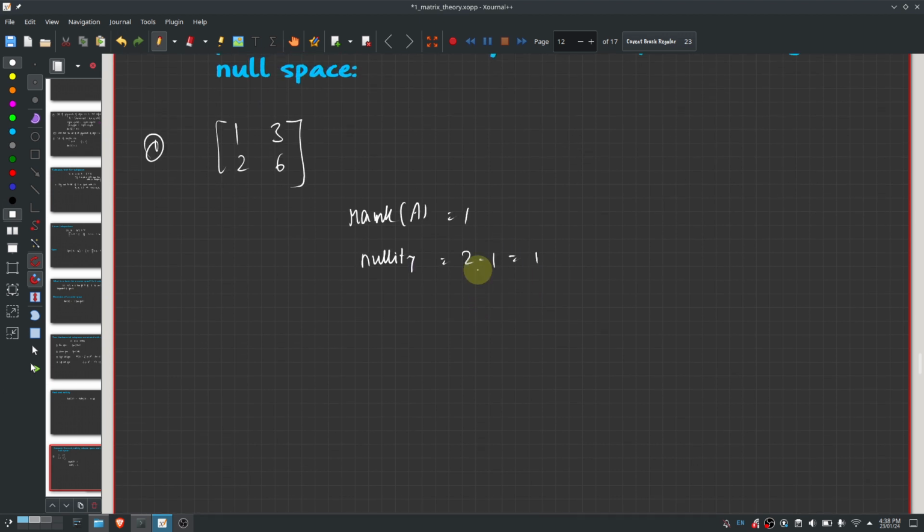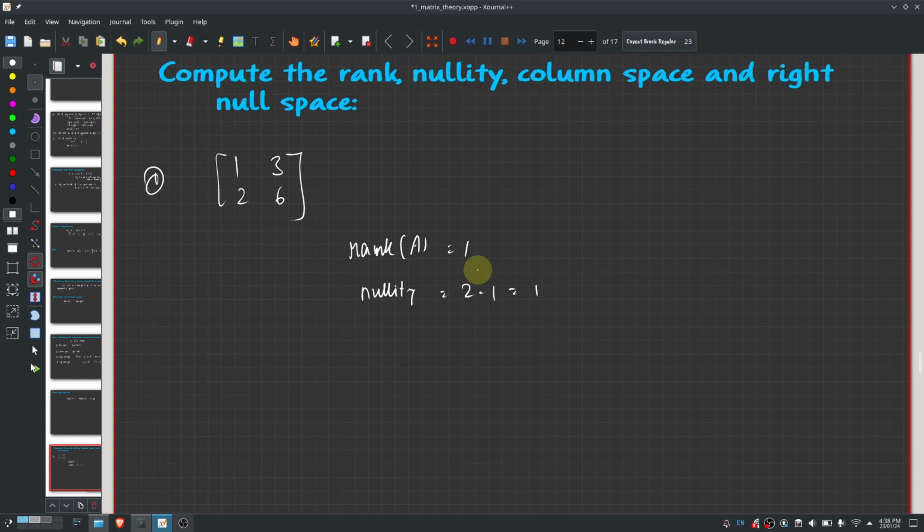Can you give me a basis for the column space? 1, 2. Essentially, the second column is just a multiple of the first column. So I can take any of these two columns as the column space. So it's the set of all alpha times 1, 2.